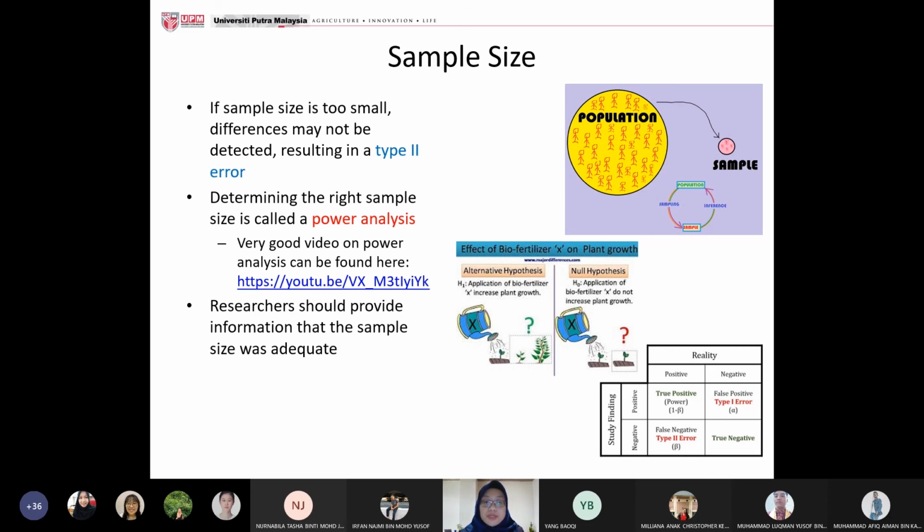So for people who are doing surveys, bear in mind you will need to do power analysis as well to determine your sample size. Remember why? Because you want to have enough samples, enough participants to be able to conclude your findings, right? You don't want to have a very small size.